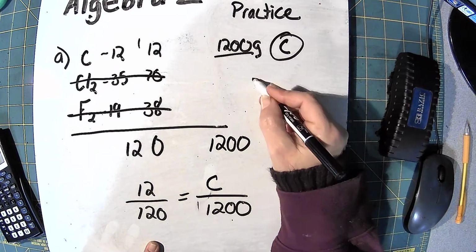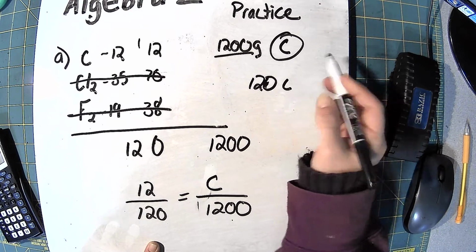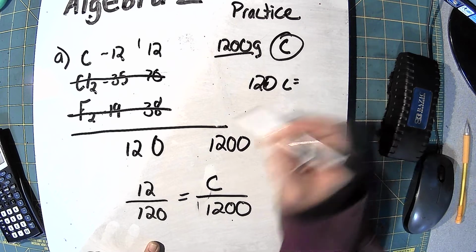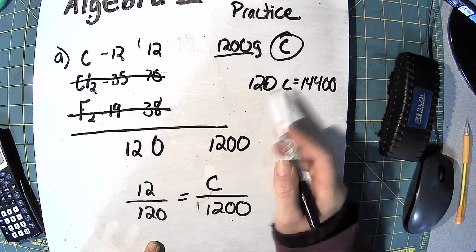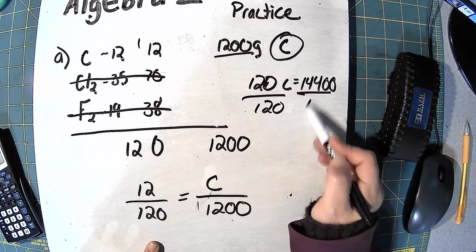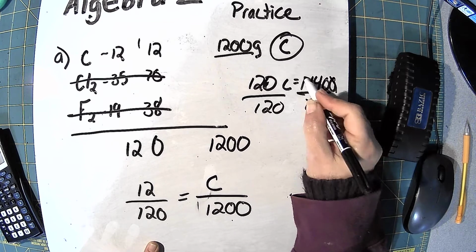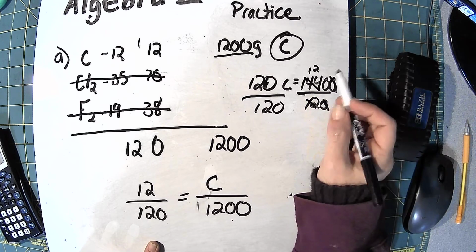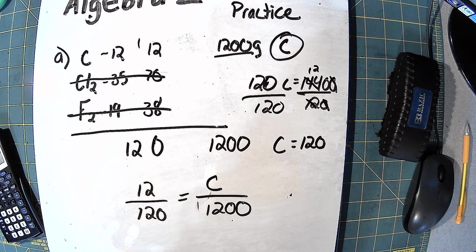So we have 120C equals 12 times 12 is 144. And then we divide by 120. And we can cross out those zeros, and then we could say 12 times 12 is 144, and we'd have C equals 120. Alright, so that's A.